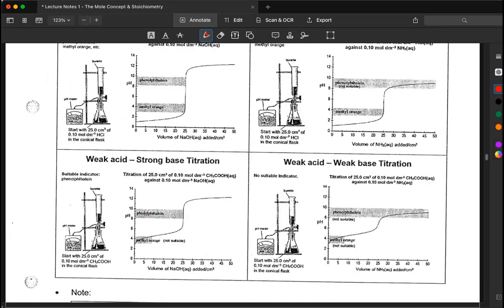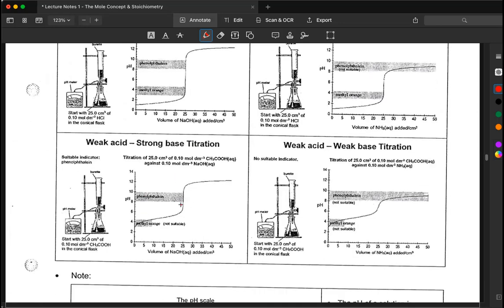In the case of weak acid, strong base, you also do not have a very large pH jump. So the indicators that are suitable will be fewer. You only have phenolphthalein, because the color change of methyl orange is within a pH range not corresponding to the pH jump. So it will not be suitable.